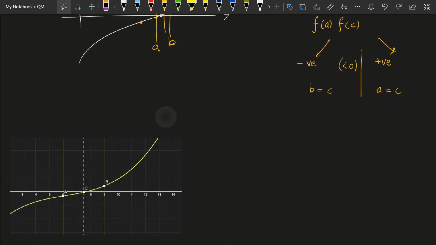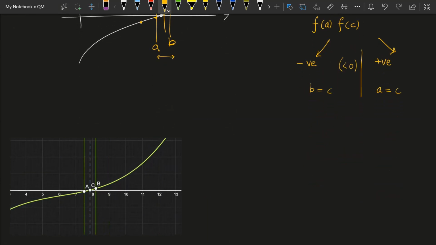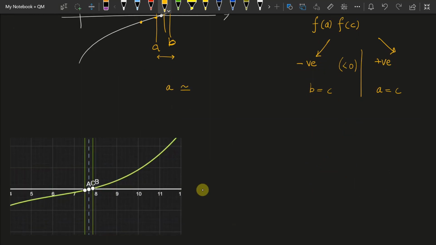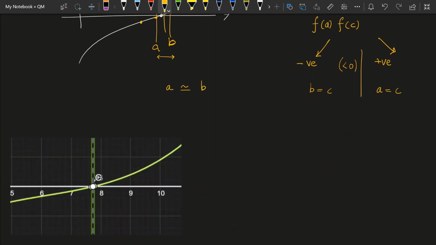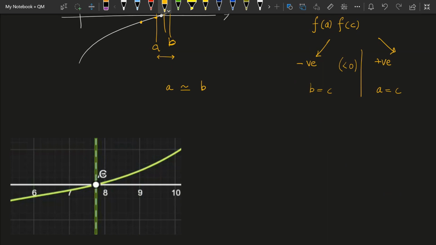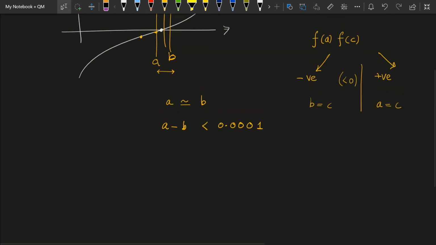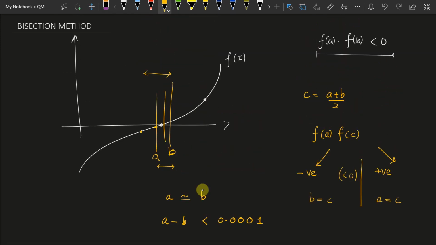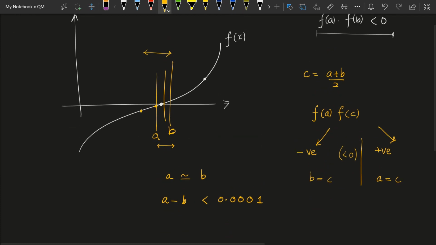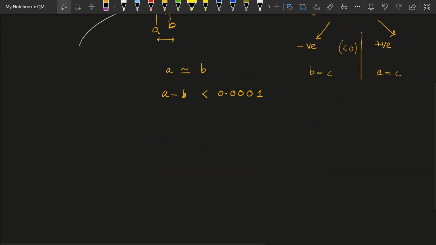So if we keep on doing this, our range would become smaller and smaller, and there will be a point where a will become approximately equal to b. So that means the uncertainty in our solution is very small. So we can stop there. We can stop when a minus b becomes less than some very small value. Or as you can see, as we get closer and closer to the 0, the value of the function becomes closer and closer to 0, right? Because that's the point we are trying to find.